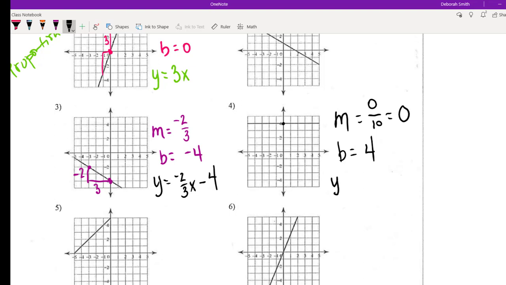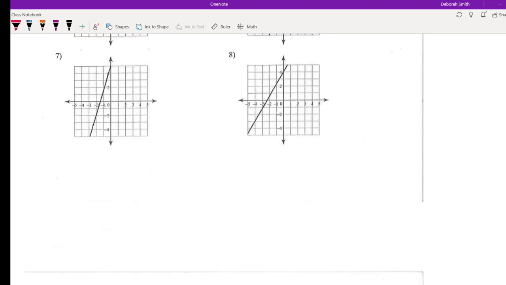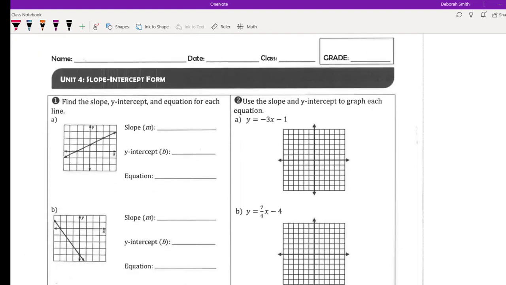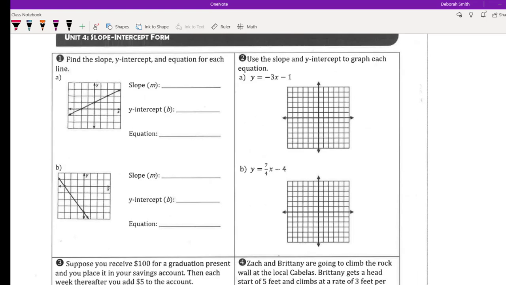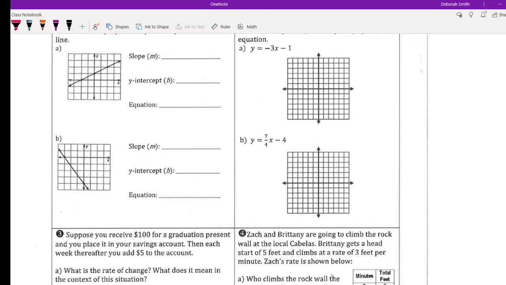So on our equation, you could maybe start with 0x plus 4. But when you simplify that, when you multiply 0 times anything, you have 0. So we don't really need to write the 0x plus 4. We can actually just write the equation as y equals 4. Okay, and this kind of breaks down this whole process for you on this right here. So now that I've gone over that, I think you'll be okay. The second box, I think you should be okay after you've done the front.